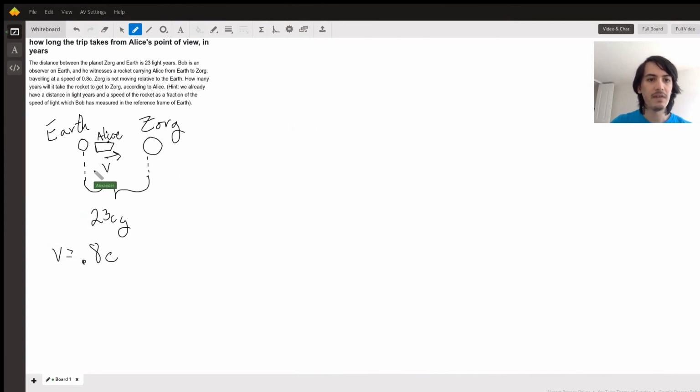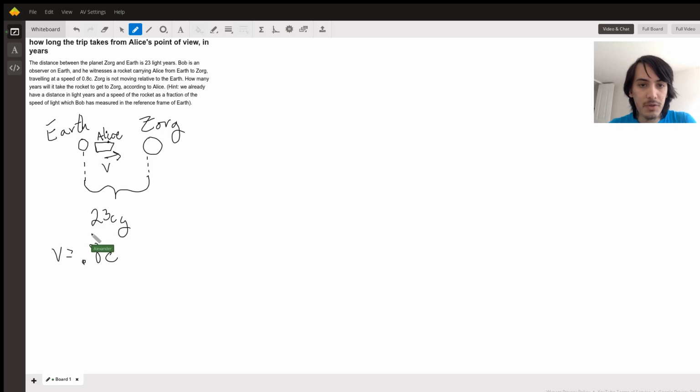In this problem, we have someone named Alice on a rocket going from Earth to another planet called Zorg, where Earth and Zorg are not moving relative to each other. Alice travels at some speed v, which is 8/10 the speed of light. And we want to know how many years it takes for Alice to traverse this 23 light year distance within her own time frame.